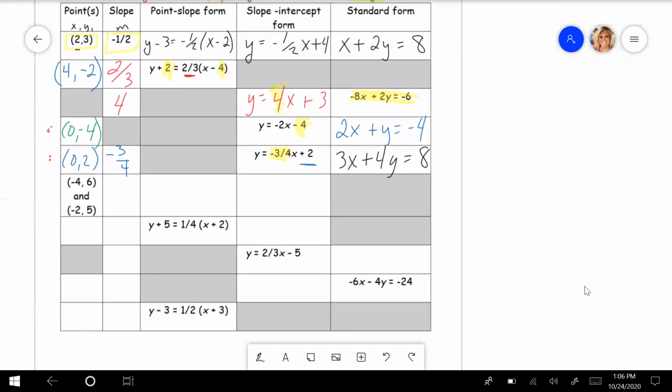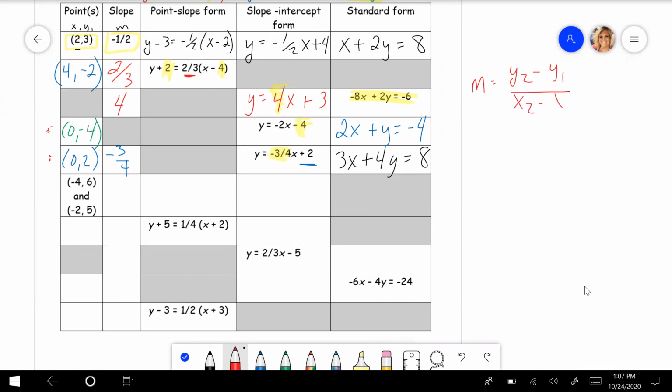All right, let's do the next one. The next one, they give us 2 points. So remember from our notes, when you have 2 points, you need to find the slope first. So why don't you try and do that first, find the slope, and then come back and see how you did?